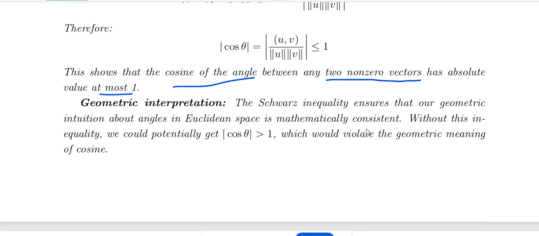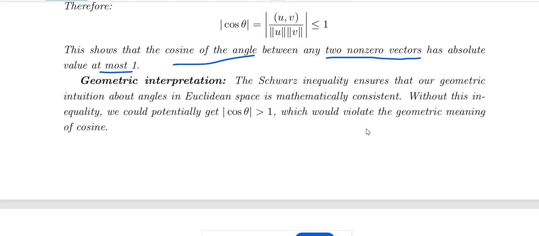So that means Schwarz's inequality ensures our geometric intuition about angles in Euclidean space is mathematically consistent. Without this inequality, we could potentially get mod of cos theta greater than 1. Okay, that would violate the geometric meaning of the cosine.